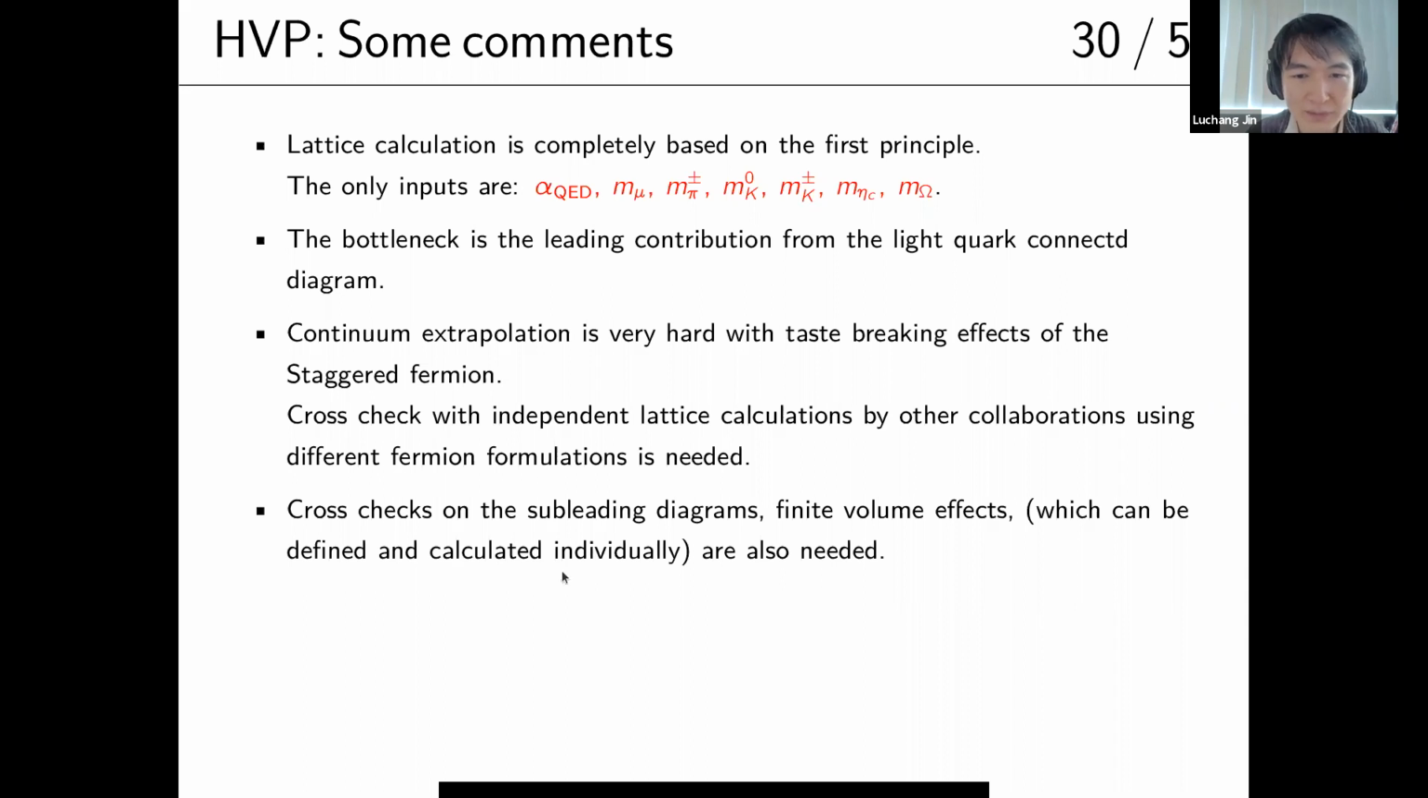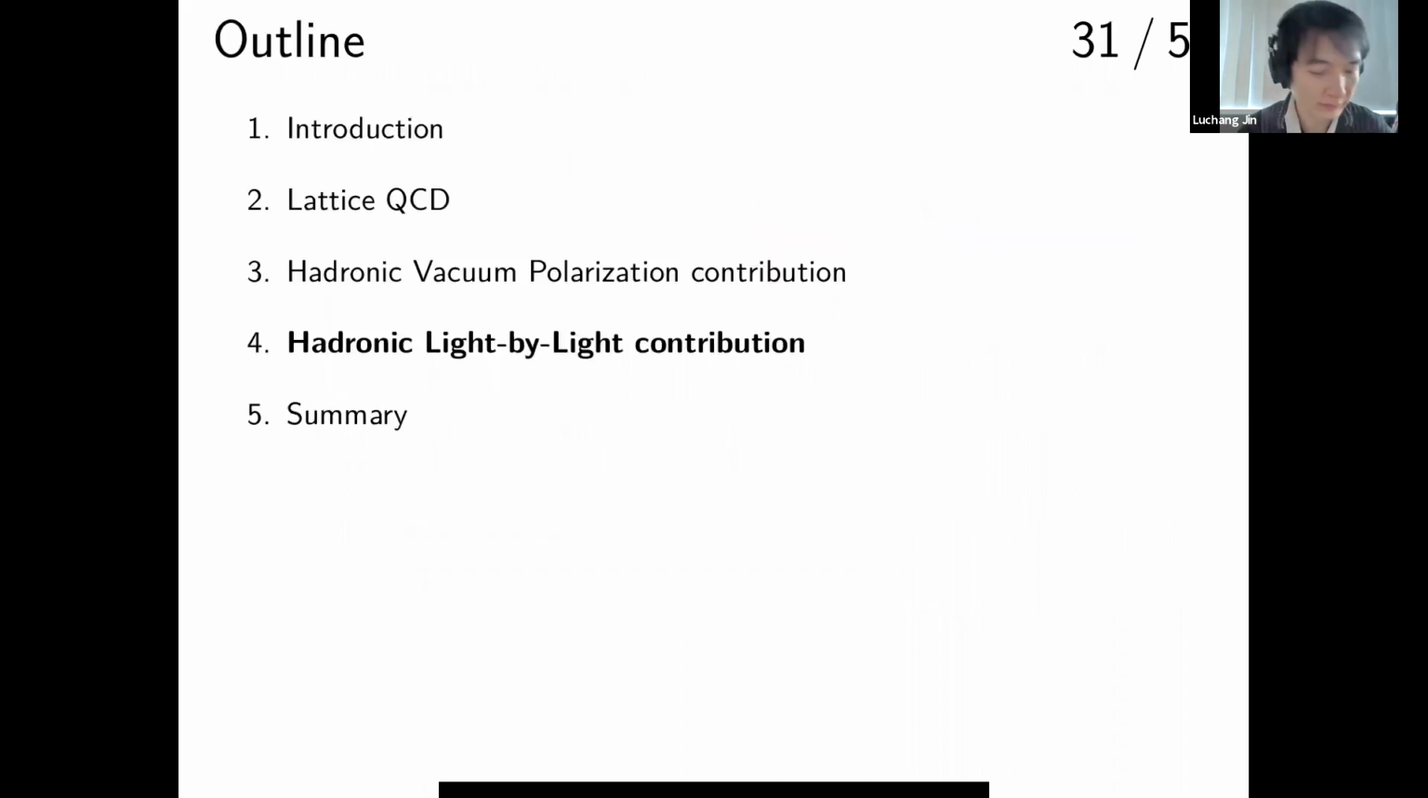Also cross-checks on the subleading diagrams, which are relatively easy, but there are so many of them, to avoid an actual mistake. Having this cross-check would be very, very helpful also. So that's all for HVP.